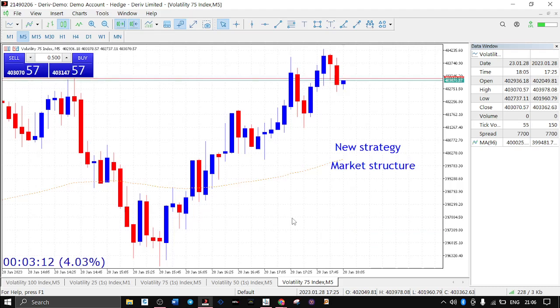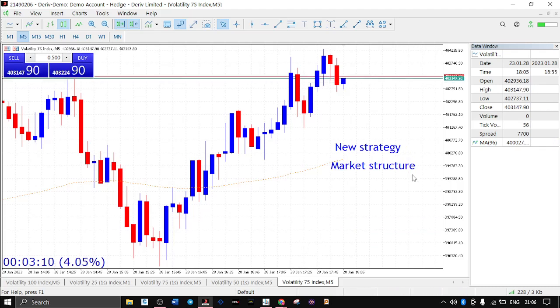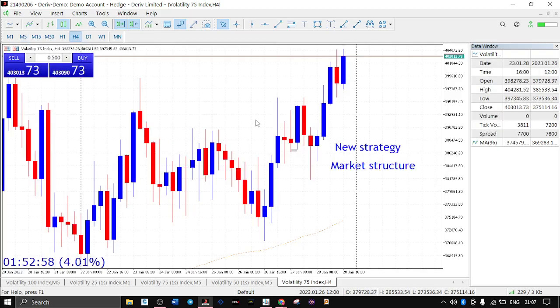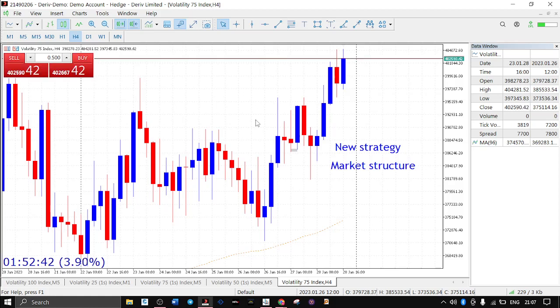Straight to what I've prepared for you today. One, this new strategy entails identifying regions of support and resistance. When you identify these regions, of course, you keep in mind the market structure. This is the very, very important thing. Market structure comes first before you look for the supports and resistance.